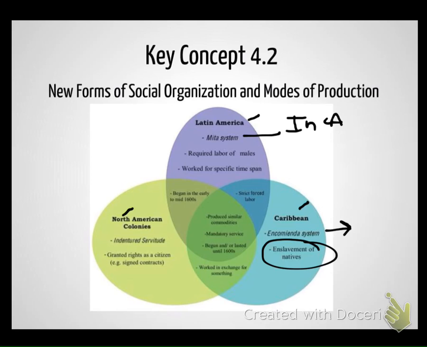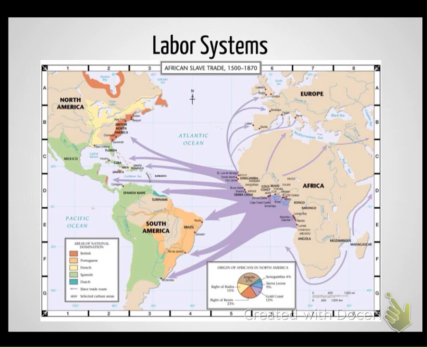In the North American colonies, we see initially the idea of indentured servitude of people that are moving to the Americas. But then over time, with the massive amounts of deaths that occur to natives due to the Columbian Exchange, we see some other systems develop, that being the slave trade.